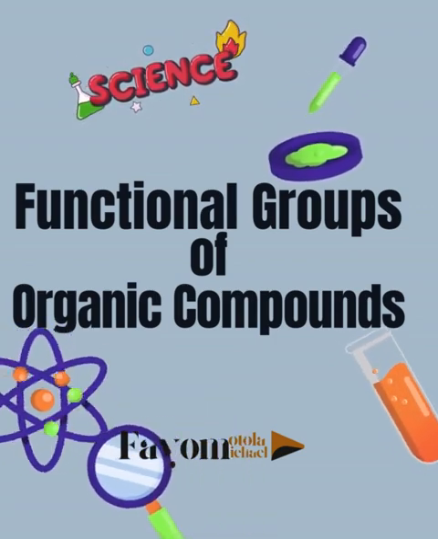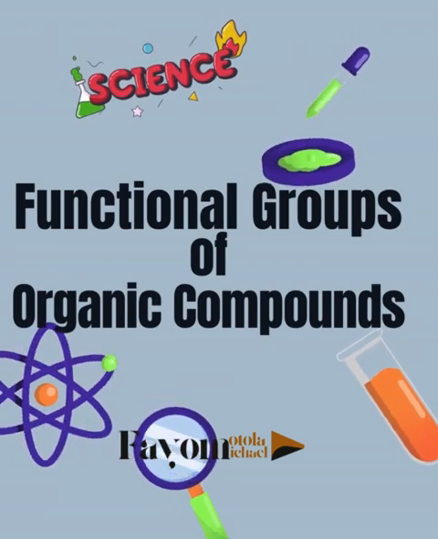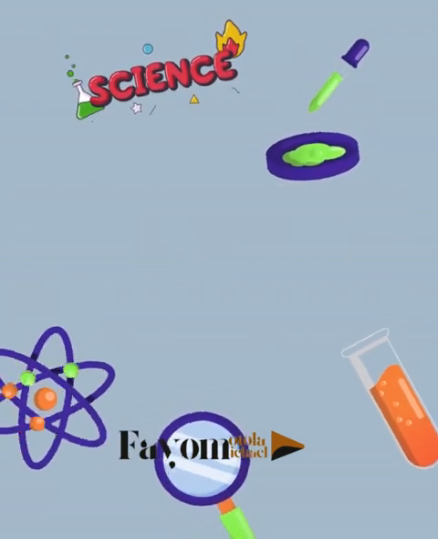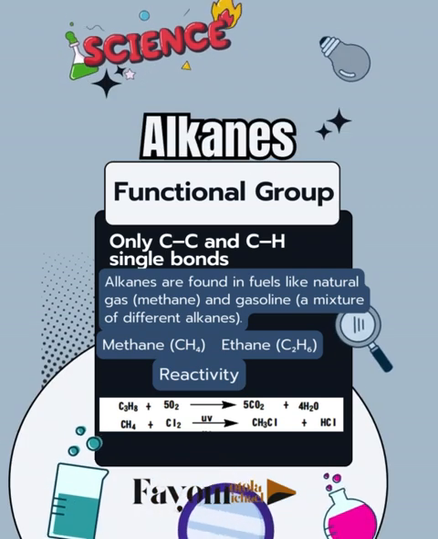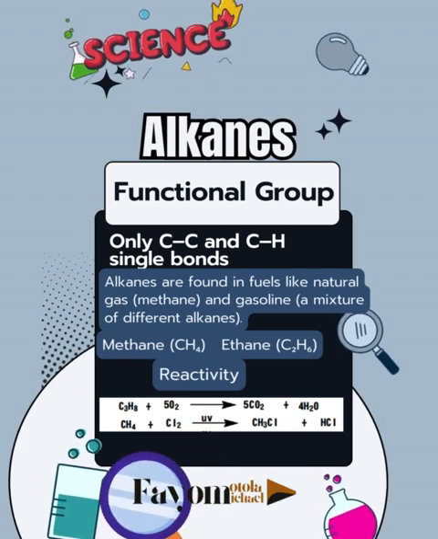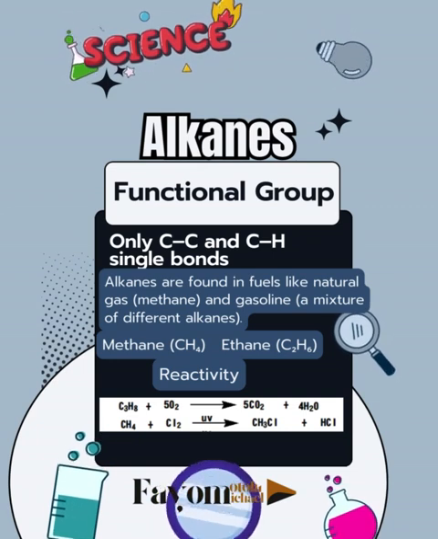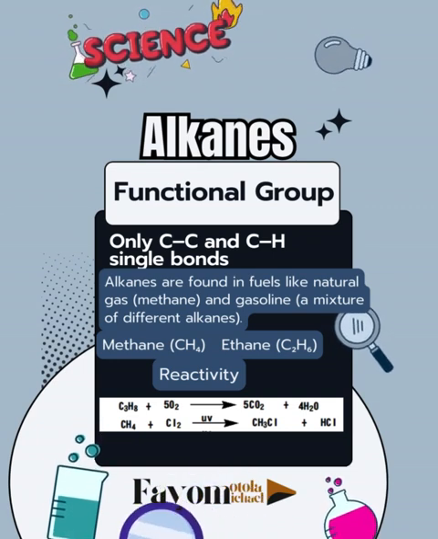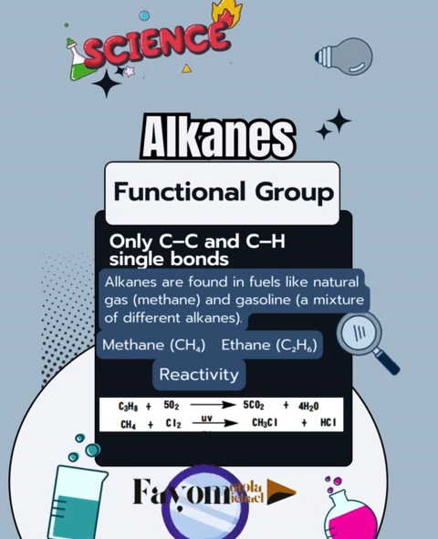We'll be looking at some classes of organic compounds and their functional groups. Number one is alkanes. Alkanes are the simplest hydrocarbons. They are saturated hydrocarbons with general molecular formula CnH2n+2. Alkanes don't have a functional group, only the carbon-carbon single bond and carbon-hydrogen bond.